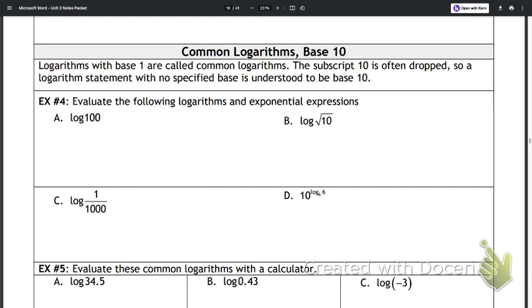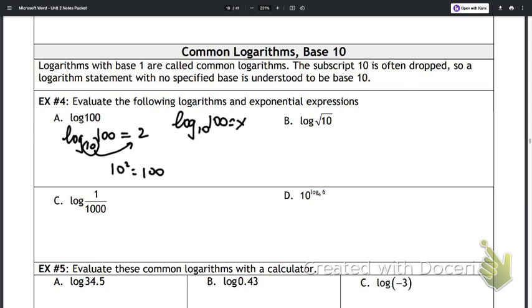Okay, like we said a while ago, anytime that you have a log and it doesn't write the base, it's understood to be a base 10. So here we've got log base 10 of 100. Well, that's the same thing as saying the number 2, because 10 raised to the second power is 100. And if you're not sure how to do that, you can just say log base 10 of 100 equals x. You're raising 10 to some power, and it's going to equal 100. And then you should know that 10 squared equals 100. So the answer here would be 2.